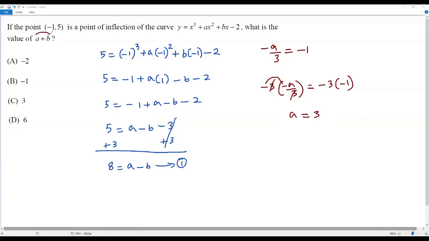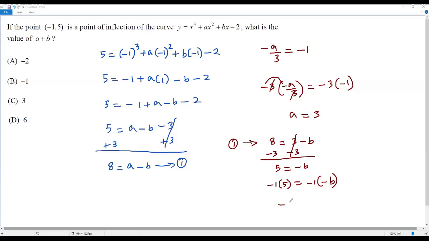Okay, to get the value of this expression a plus b, we need the value of b. For that, we have to plug in this 3 for a over here in this first equation. Okay, let me do it. So in the first equation, 8 equals 3 minus b. Let me subtract 3 from both sides. So then we get 8 minus 3, which is 5. Here 3 and negative 3 will cancel. I'm getting negative b. Let's multiply both sides by negative 1 to get rid of the negative sign over here. Let me do it. Then negative 1 times 5 will be negative 5 and negative 1 times negative b will be positive b. Okay, I got the value of b as well. b is negative 5.